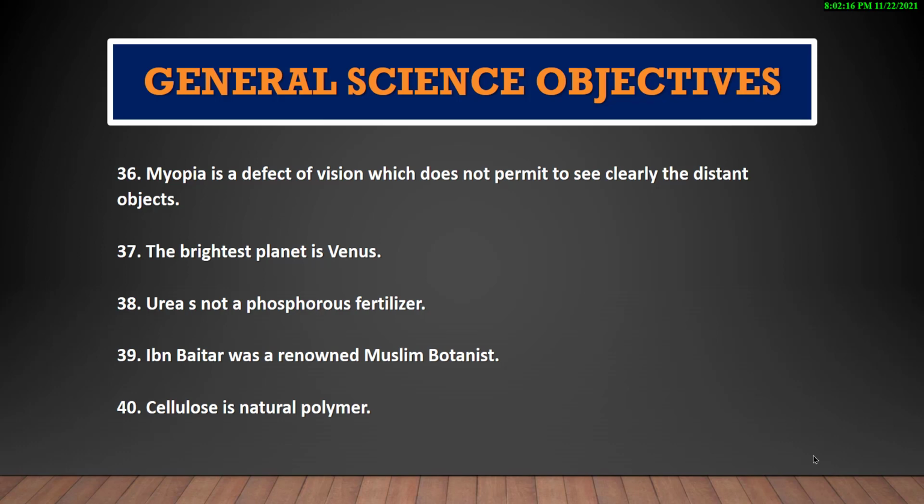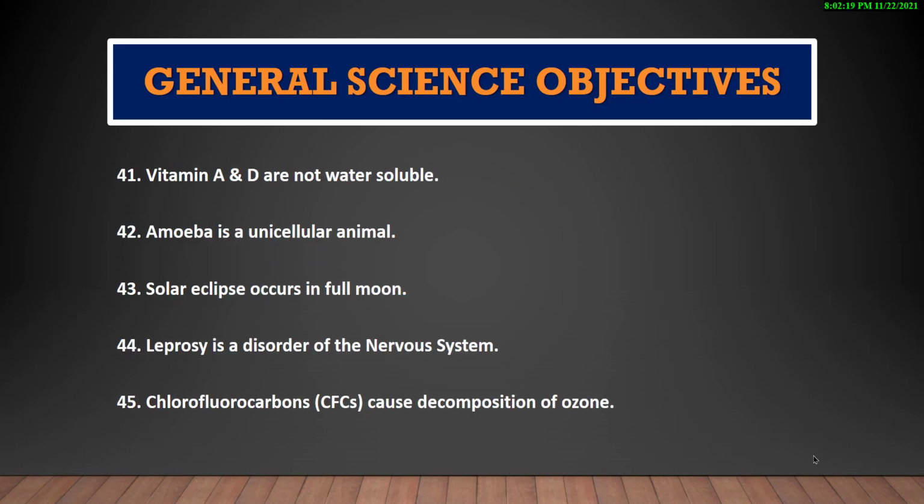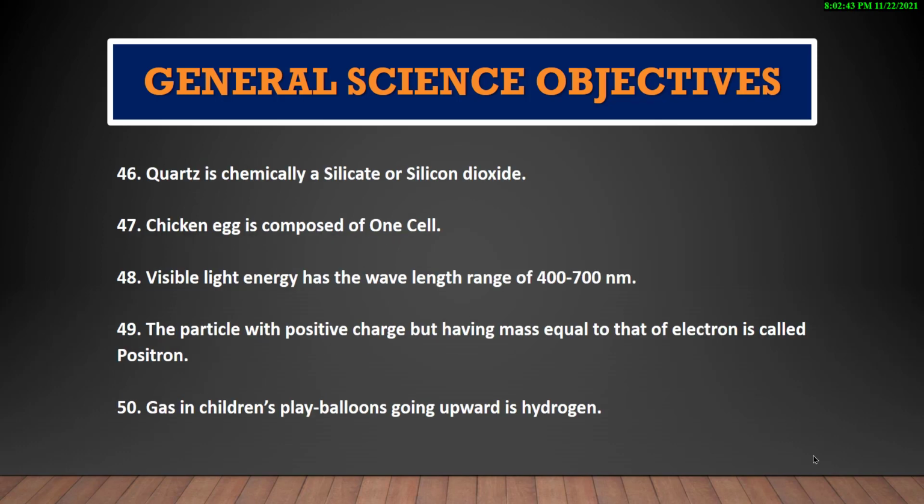Cellulose is natural polymer. Vitamin A and D are not water soluble. Amoeba is a unicellular animal. Solar eclipse occurs in full moon. Leprosy is a disorder of the nervous system. Chlorofluorocarbons cause decomposition of ozone. Quartz is chemically a silicate or silicon dioxide. Chicken egg is composed of one cell.